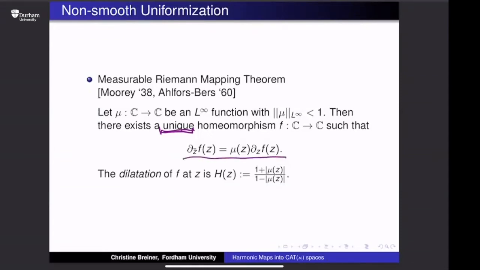Satisfying this equation, the Z bar derivative of F is equal to mu times the Z derivative of F. And I think of this, I'm going to talk about this later, as kind of an analytic distortion.